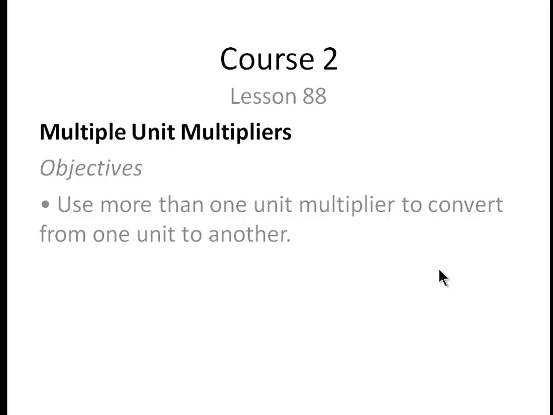Welcome to Lesson 88 of Course 2 of Saxon Math. In this lesson, we're going to revisit unit multipliers, but instead of using just one, we're going to use multiple unit multipliers in order to convert from one unit to another.